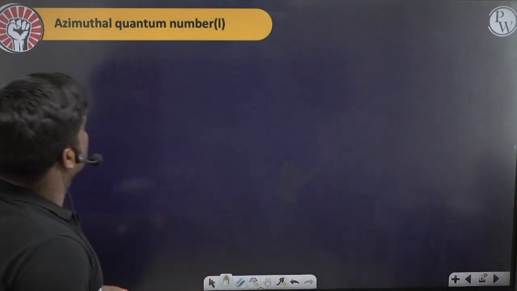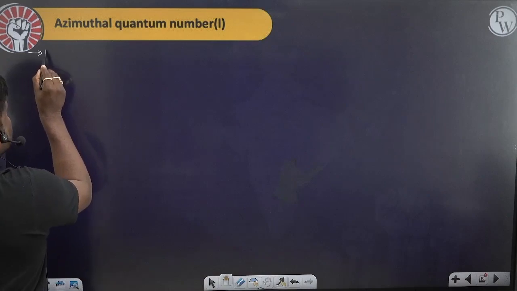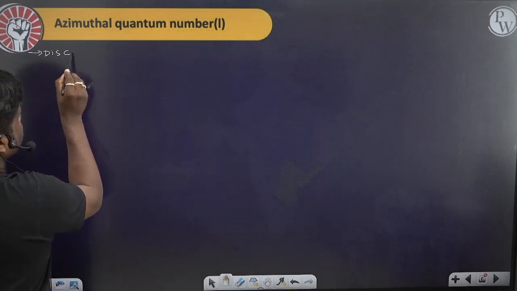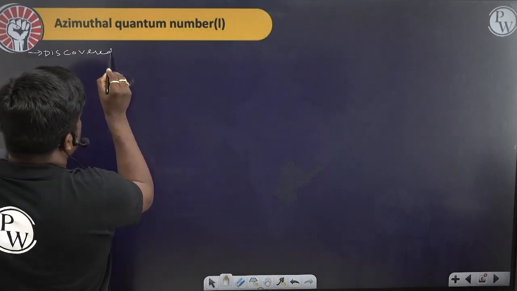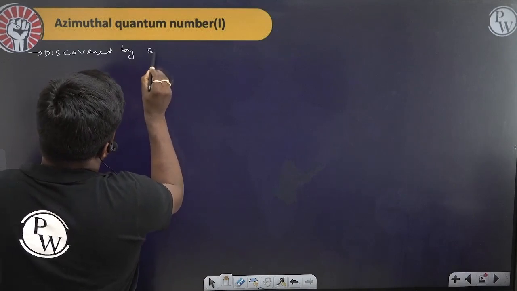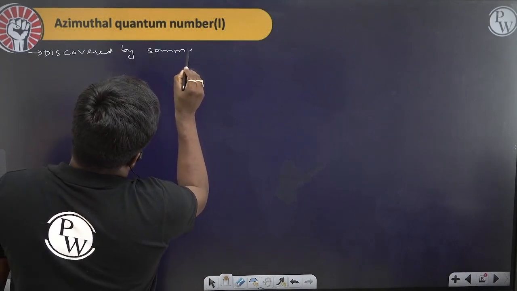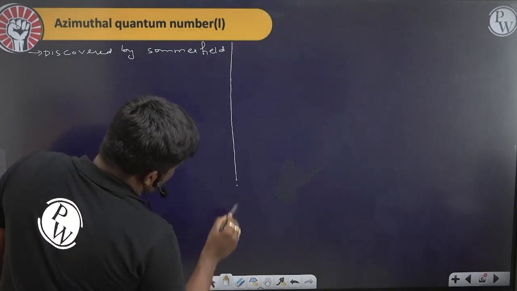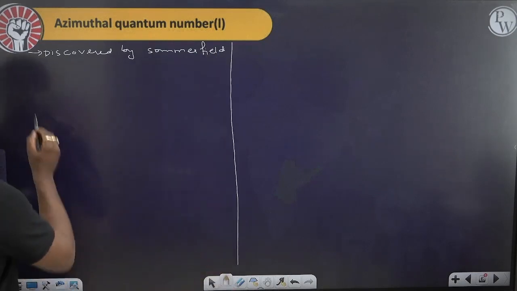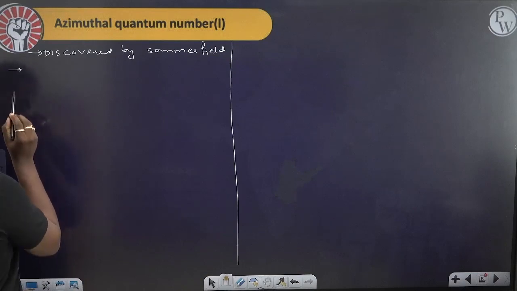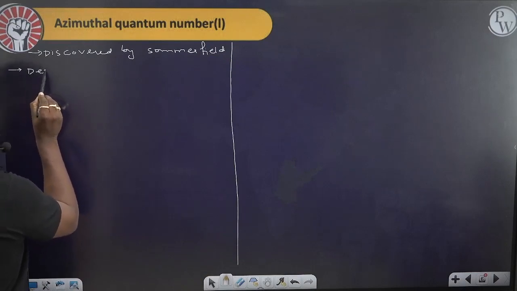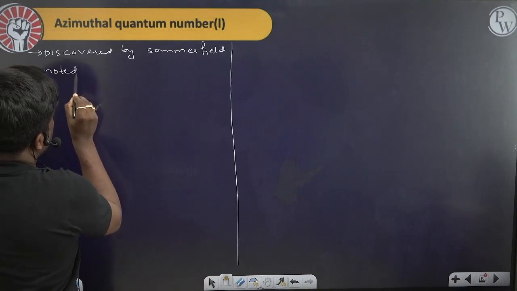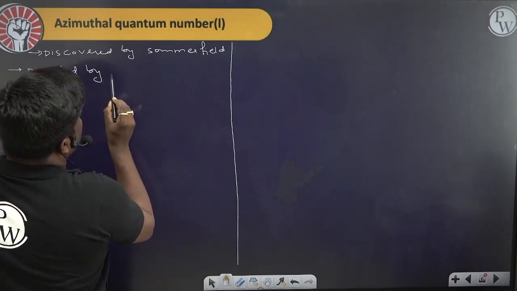Azimuthal quantum number. The azimuthal quantum number was discovered by Sommerfeld. It is denoted by the letter L.